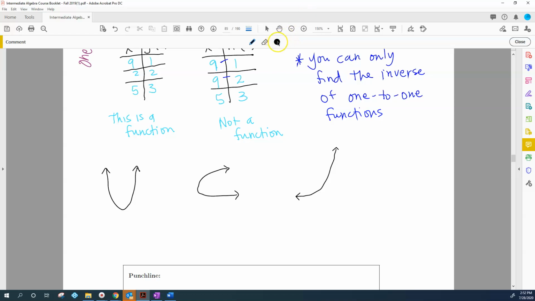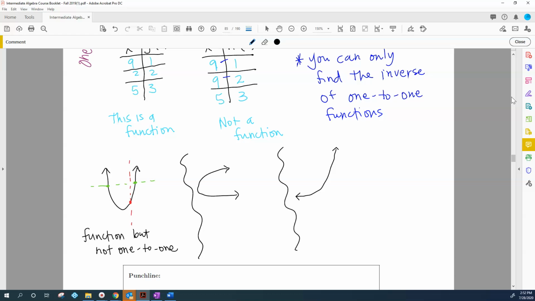So on this first one, that parabola, we first have to establish it's a function, right? And it only hits in one place, so it is a function, right? But now if I do the horizontal line test, and go this way, then it hits in 2 places. So this is a function, but not a one-to-one function. Right, so I'm going to write down this is a function, but not one-to-one. Okay, what do you think about that second one?